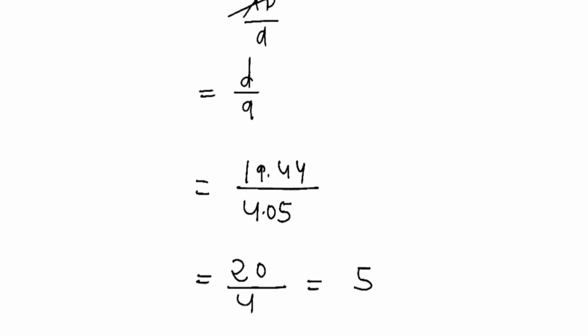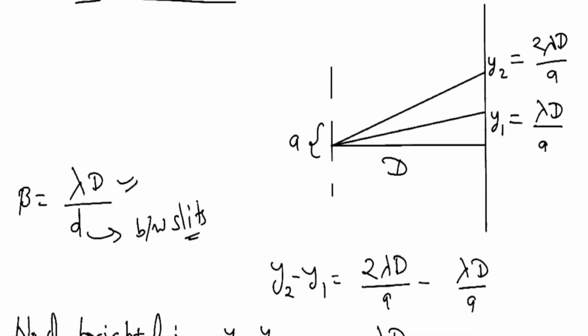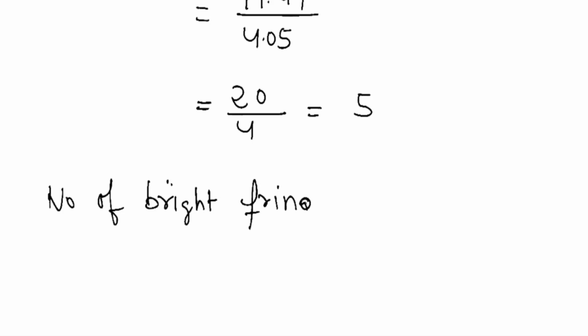So the number of bright fringes will be 5 between the first and second diffraction minima. So the number of bright fringes is equal to 5.